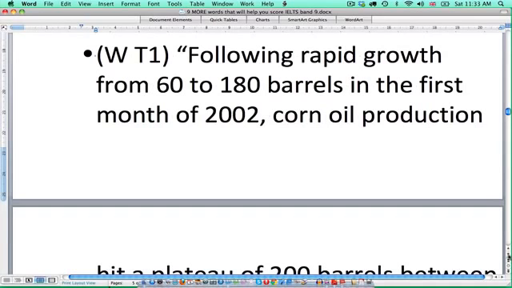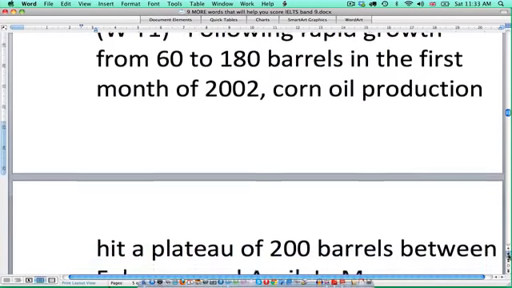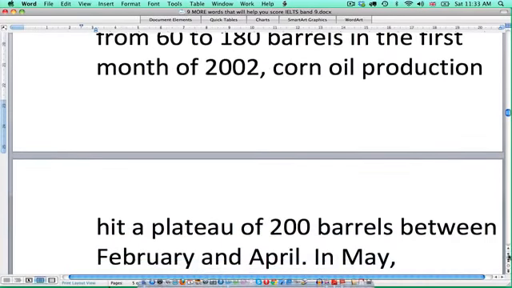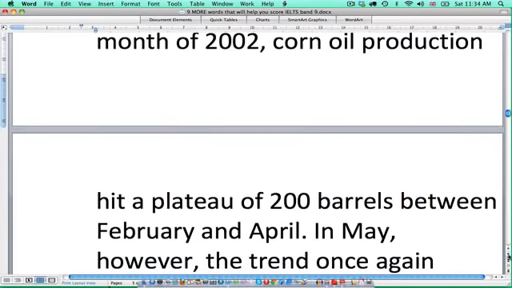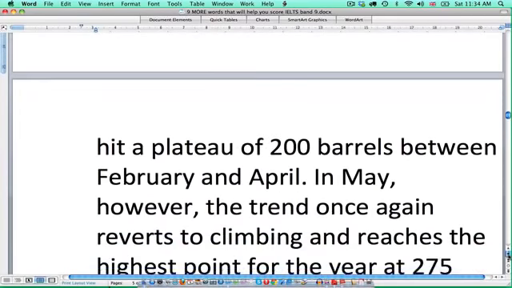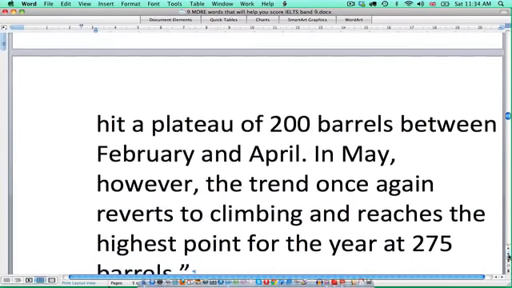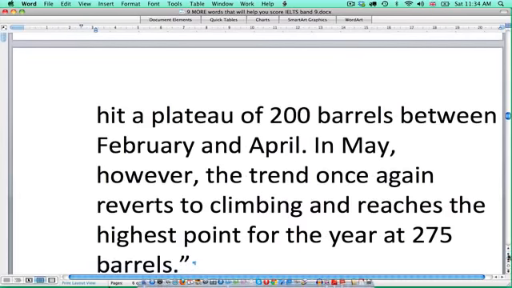Following rapid growth from 60 to 180 barrels in the first month of 2002, corn oil production hit a plateau of 200 barrels between February and April. In May, however, the trend once again reverts to climbing and reaches the highest point for the year at 275 barrels.